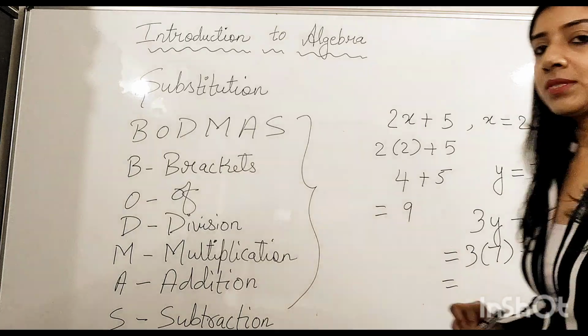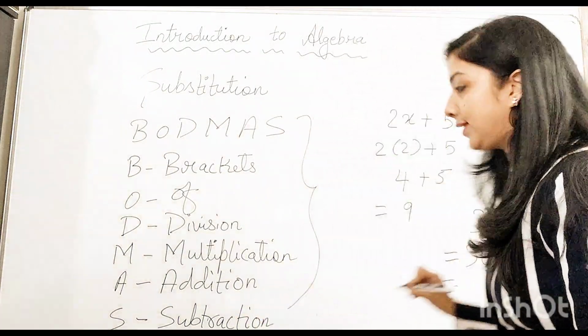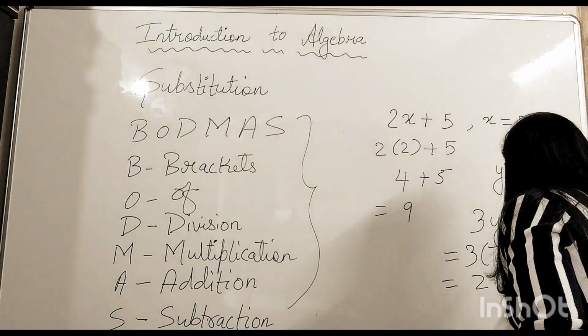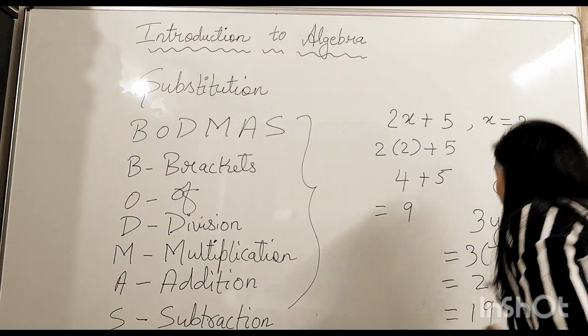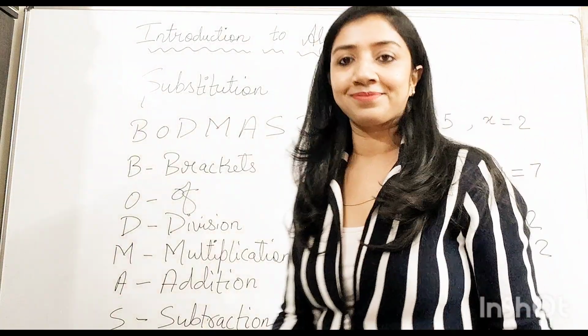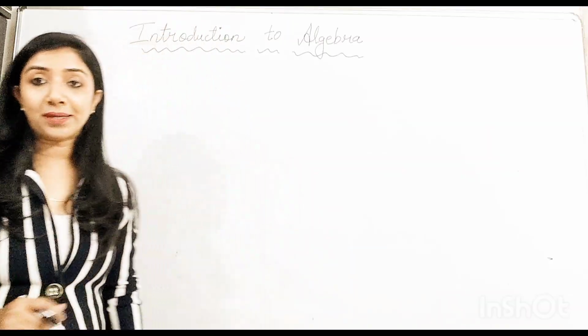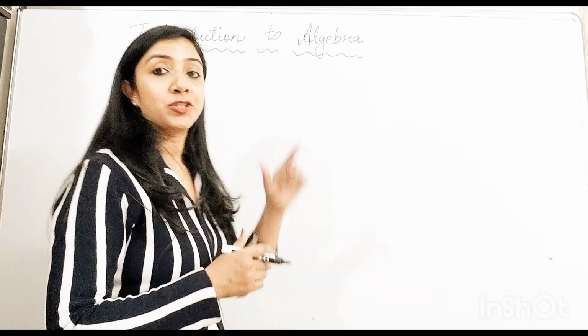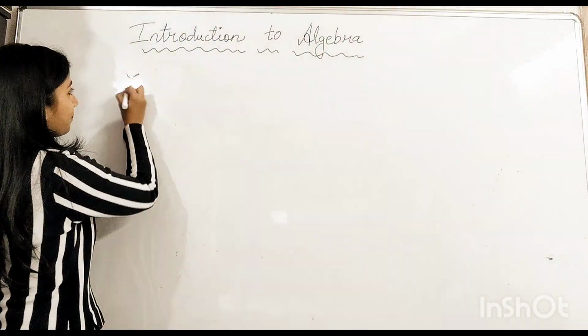Now what is 3 times 7? 21, right? 21 minus 2. Your answer will be 19. Now the last topic is remaining. The last topic of algebra is equation.